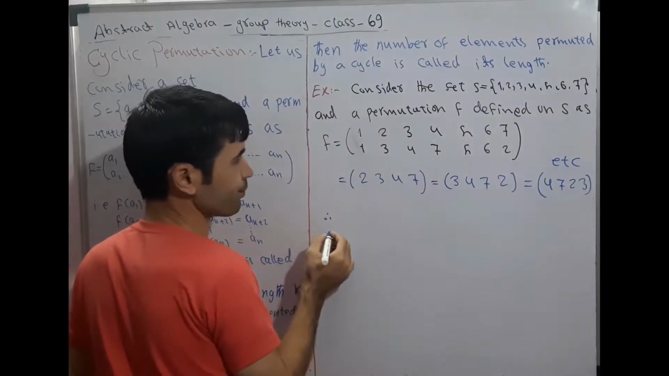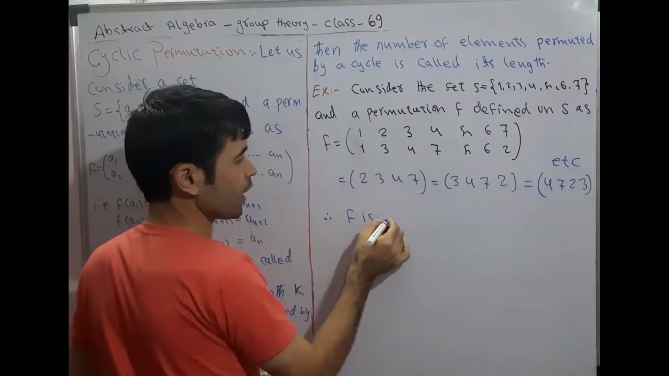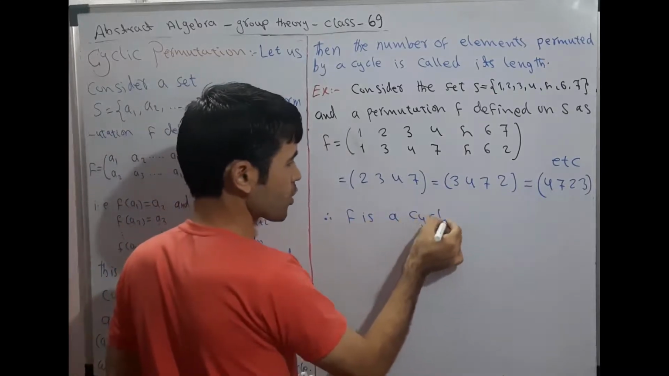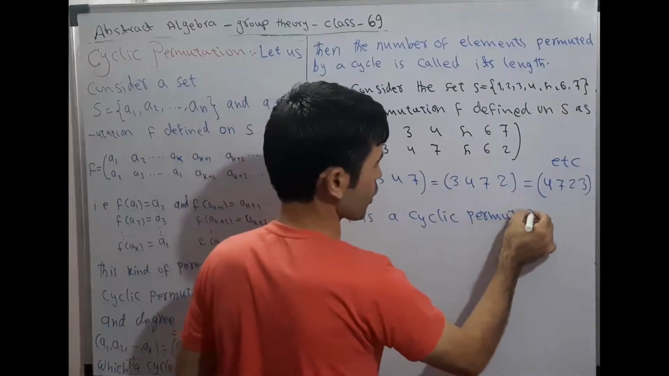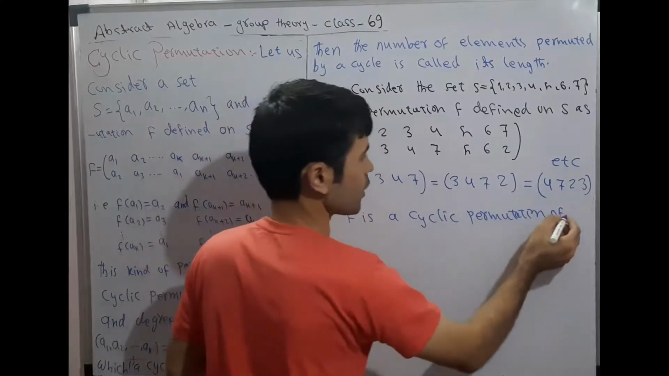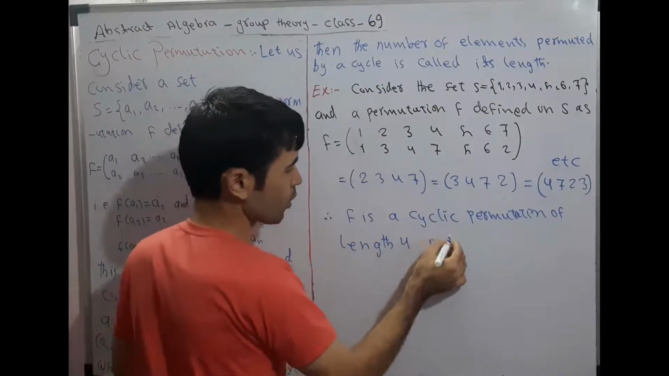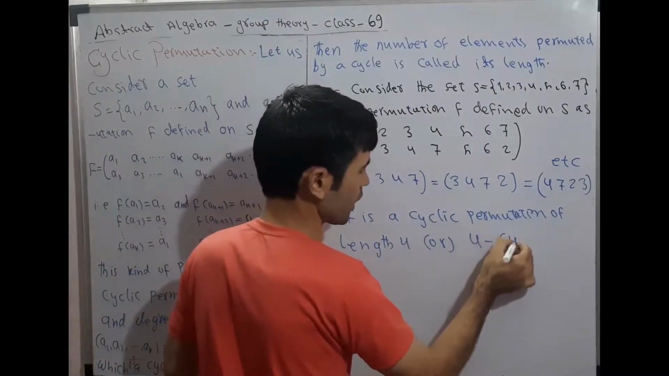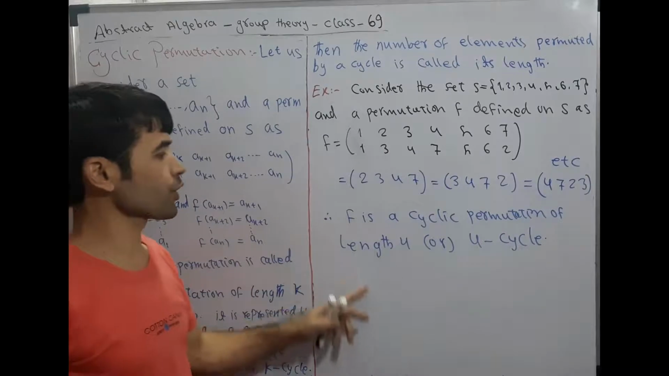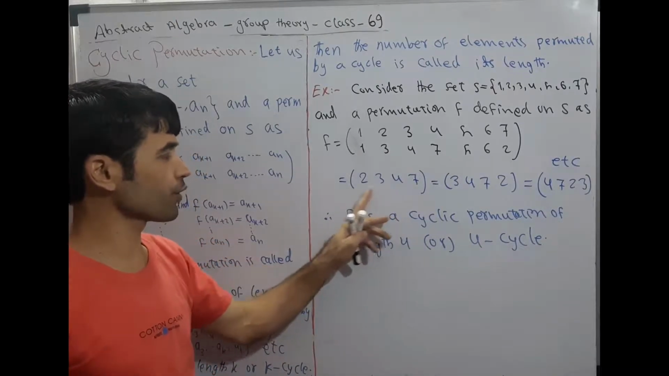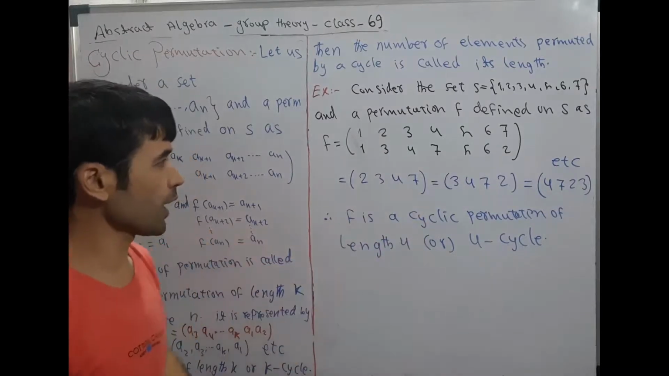Therefore, f is a cyclic permutation of length 4, or we can say a 4-cycle. Actually, this permutation has a 4-cycle. The number of elements which we wrote here, 1, 2, 3, 4, makes it a 4-cycle.